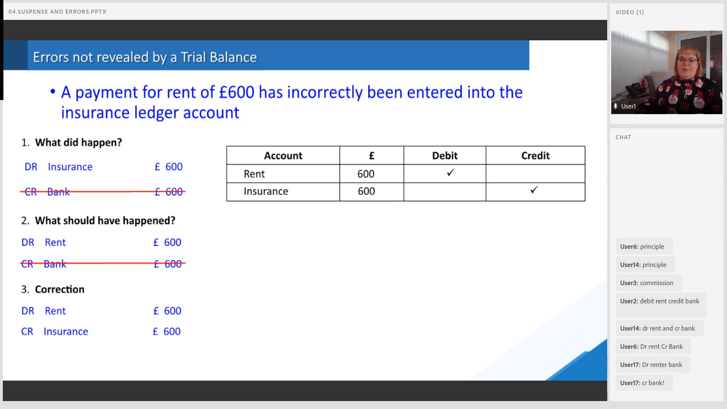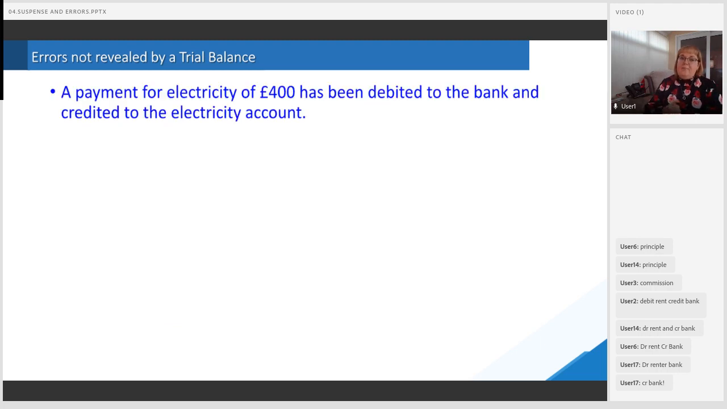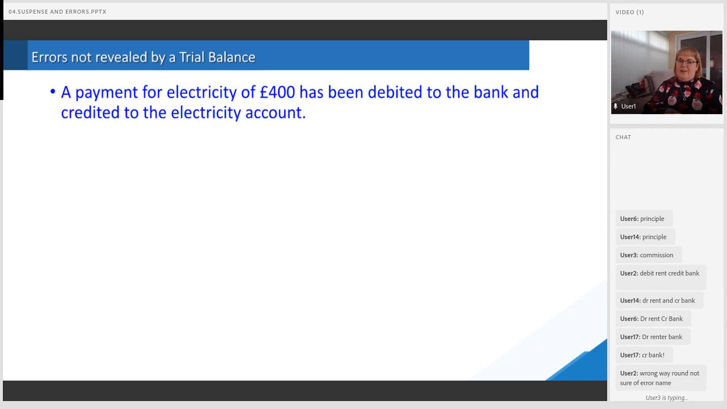Let's have a go at another one, guys. Let's see how we get on. So again, this error will not affect the trial balance. This is a payment for electricity of £400, and this has been debited to the bank and it's been credited to electricity. So my first question is, what's the type of error? What's the problem? So we talked about 6 errors. What is the error that I'm describing here? A payment for electricity of 400 has been debited to the bank and credited to electricity.